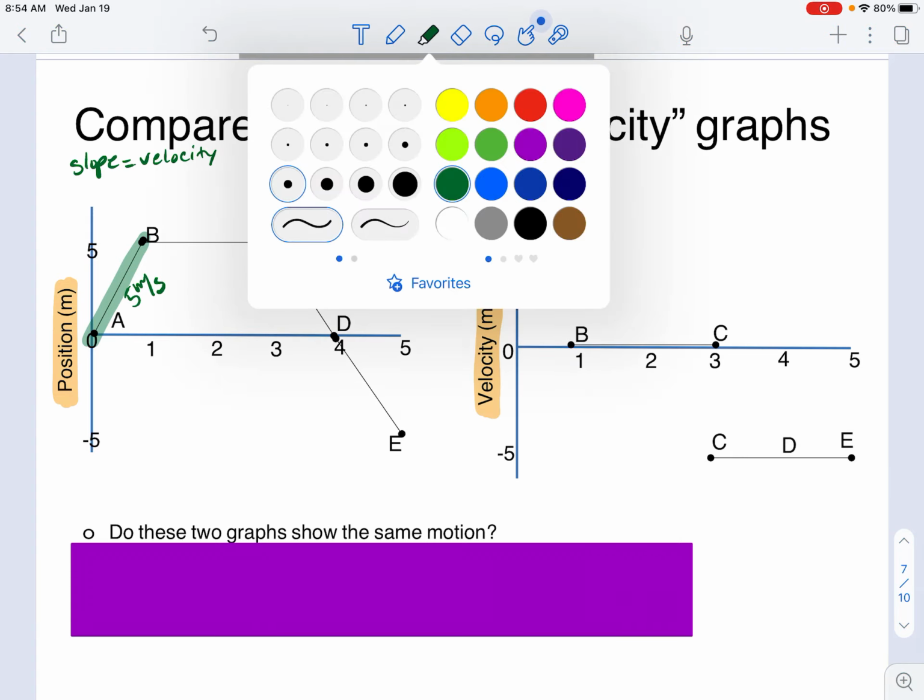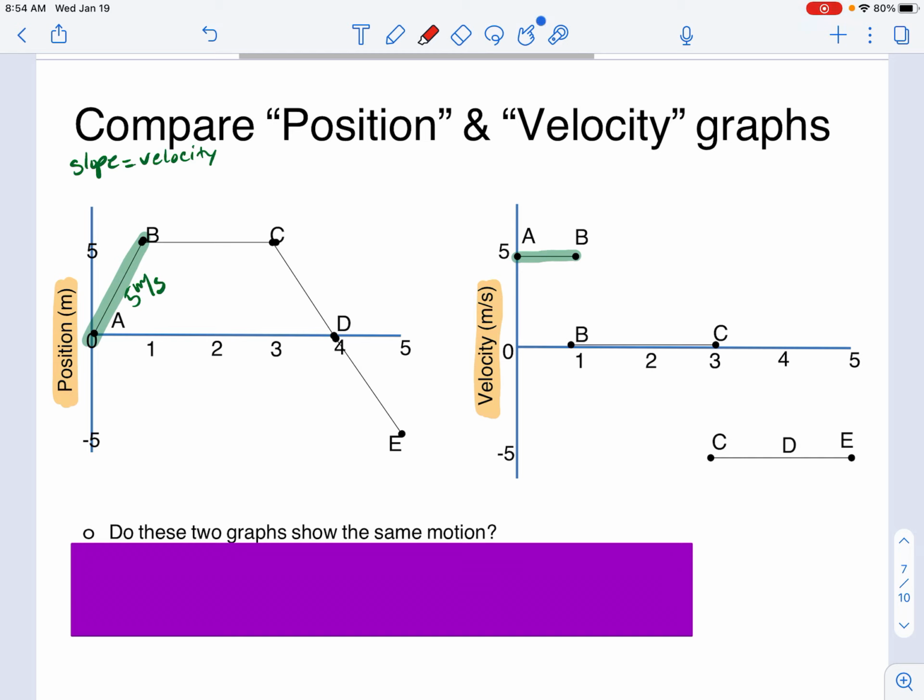For segment BC, now we are looking at an object with a steady position. If we're looking at our position-time graph, my position does not change. My object stays at rest. My object does not move. My slope value is 0. So this object has a slope of 0 meters per second for segment BC.